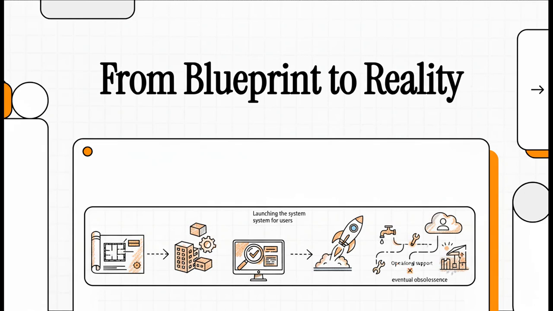So you've got this perfect blueprint for a new software system. The designs are all approved, the plans are totally set. But what happens next? I mean, how does a brilliant idea on paper actually become a living, breathing tool that people are going to use every single day? Let's break down that exact journey from blueprint to reality.